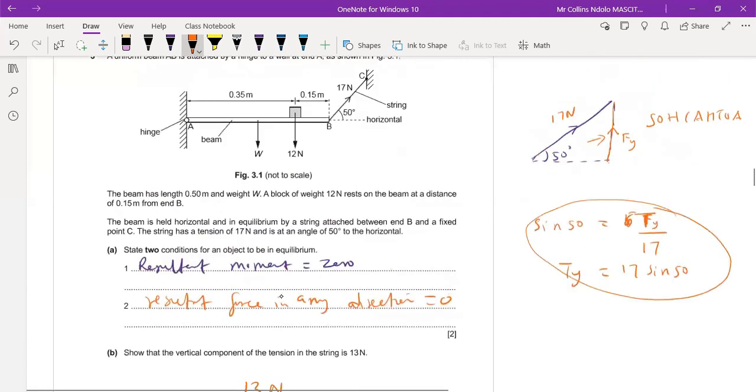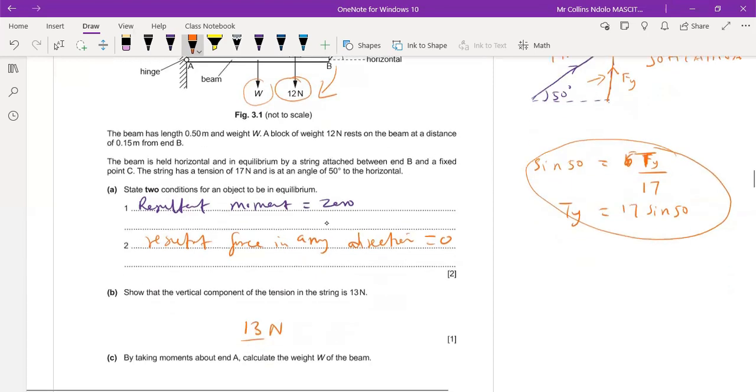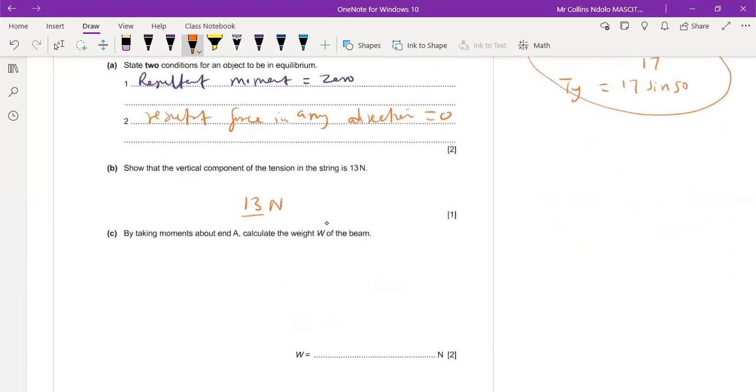Now we look at this diagram here, we realize there is more than one force acting on this body. If you assume that W is the only force acting on this beam, then you are able to see it will rotate the beam in a clockwise direction. Same for the 12 Newton. So the force W and the force 12 Newton are both acting in a clockwise direction, and therefore we will get their moment. So clockwise moment.